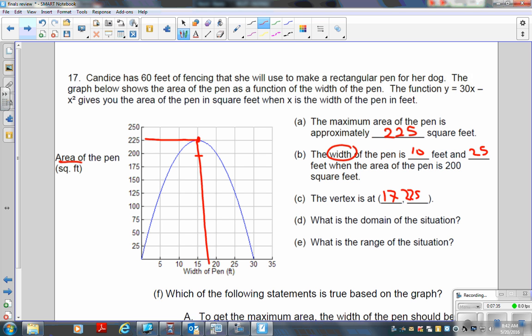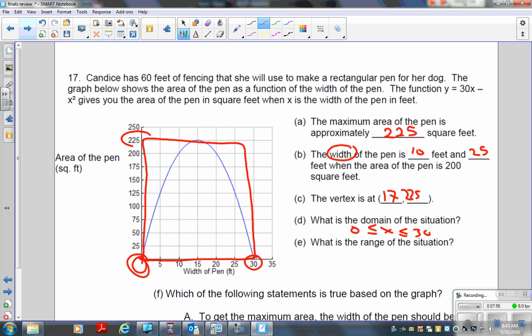What is the domain of the situation? Every time you look for the domain and range, you want to try to draw a box around your picture. And wherever the dimensions of the box touch, that's your answer. Domain is your x value. X starts at 0, goes to 30. The range is the y value, starts off at 0, goes to 225.